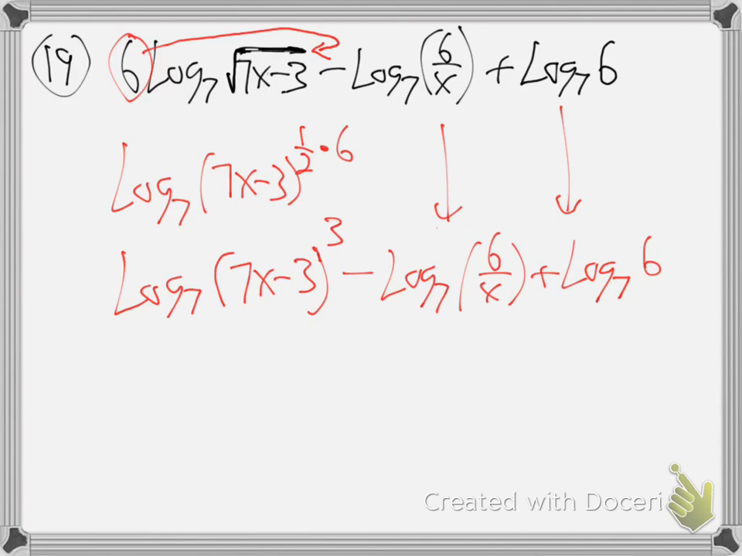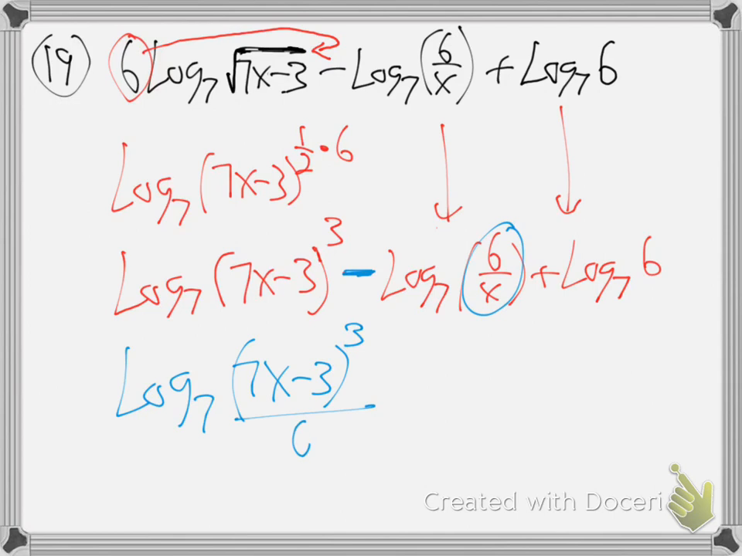So putting these together, log base 7. So we have the 7x minus 3 to the third. Now what are we going to do here with the subtract? And then that's a fraction. Subtract means divide. So should I divide by a fraction? I mean, you could. That's not false. That's true. But it's kind of hard to deal with it like that. What would be easier? Just flip it, huh?